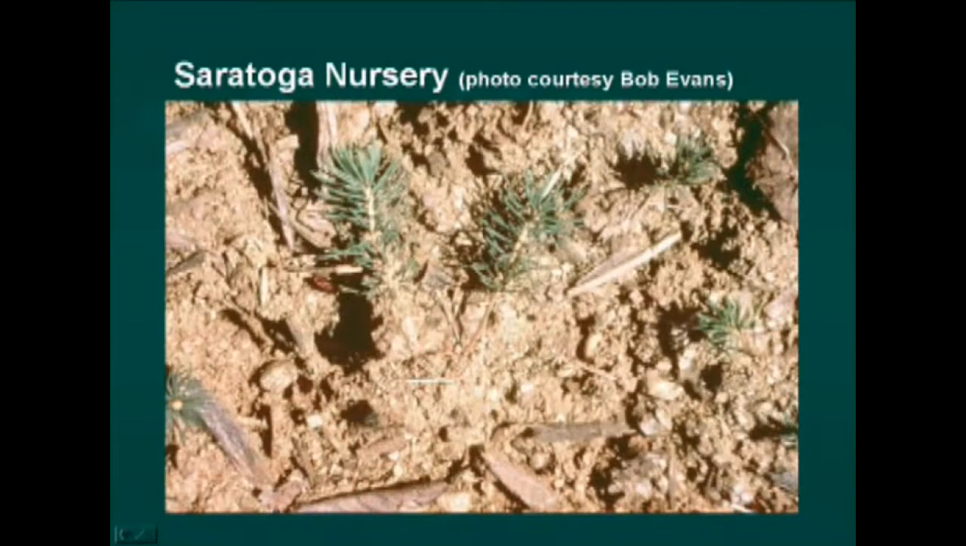As a close-up. Actually, if you take the Advanced Forest Soils course next semester, we actually have a trip to the Saratoga nursery and talk about nursery production, among other things. It's kind of a neat trip. That's my commercial.